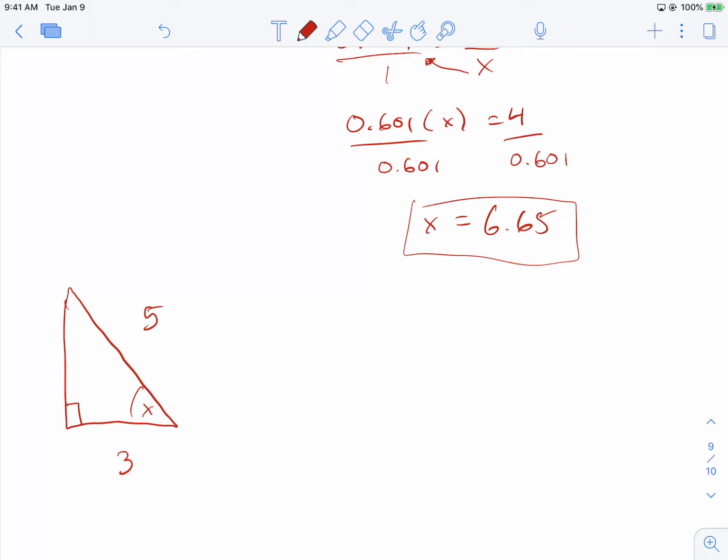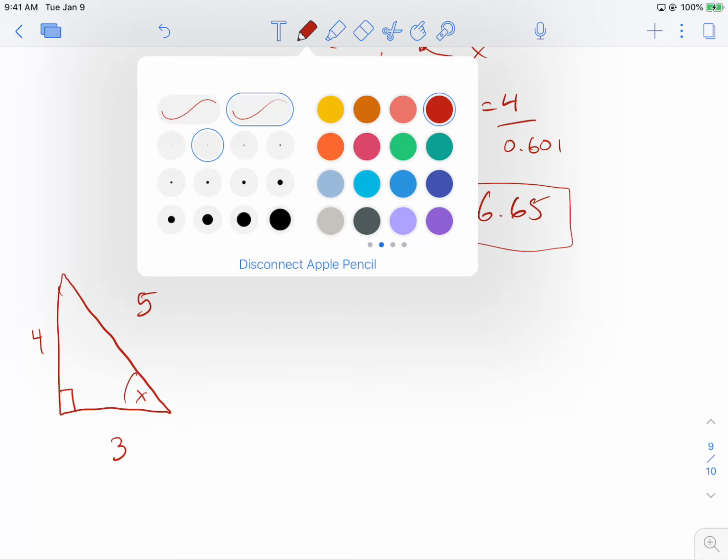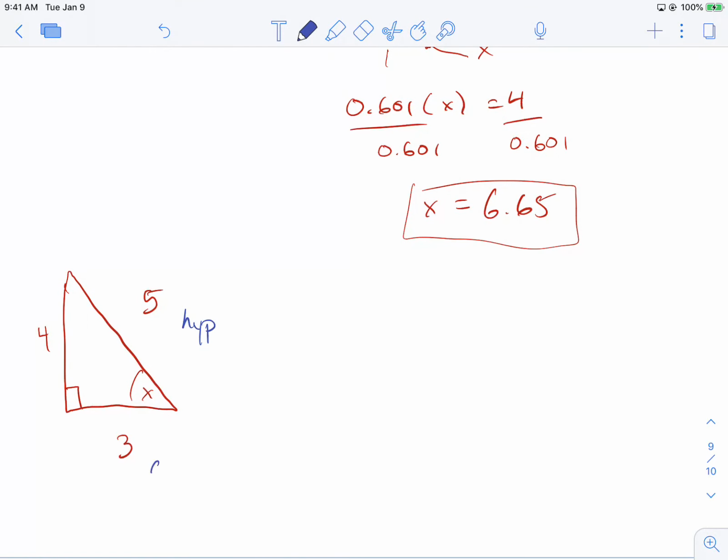Okay, and we also have 4. If we go ahead and label this, let's take a look at what we have. We have our hypotenuse, we have our adjacent, and we have our opposite.